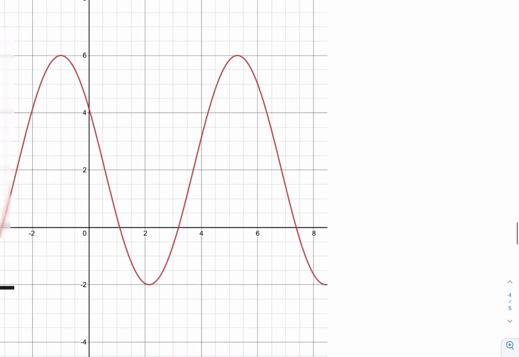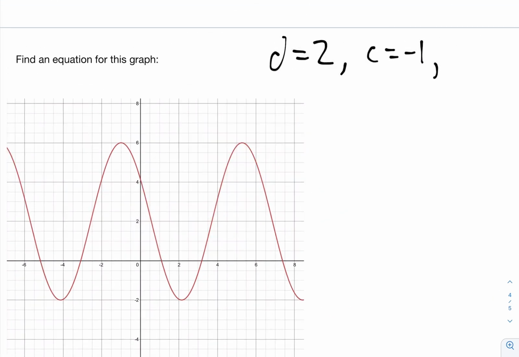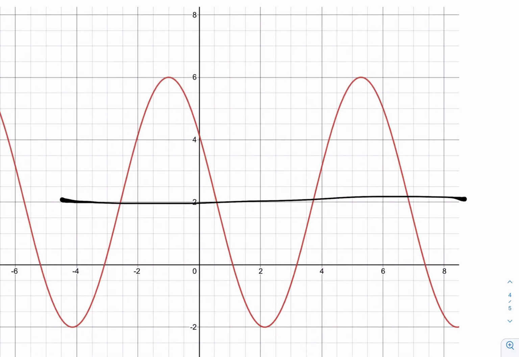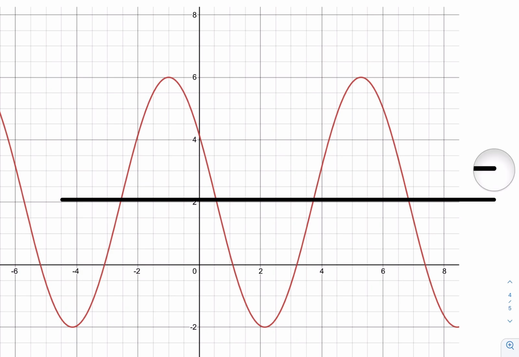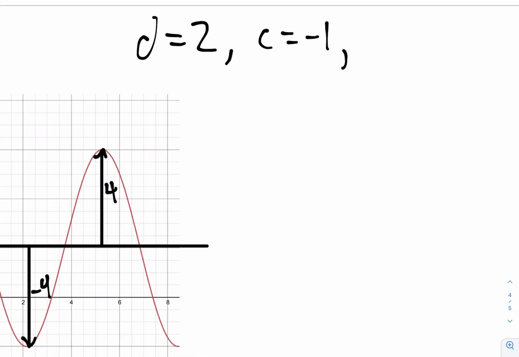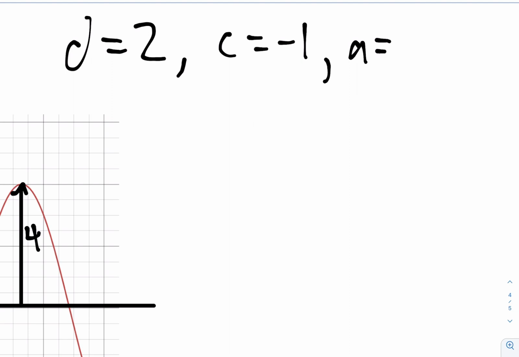Okay, let's do a. If we know that our d is positive 2 and we're using positive cosine for our graphing template, our formula, that means that typically it starts here, right? So if our midline is at positive 2, I'll just draw it out here. To go from the midline to the maximum, we have to move up 4 units. And to go from the midline to the minimum, we have to go down 4 units. So the amplitude, the absolute value of the magnitude of this thing, is going to be 4. So a is going to be 4.